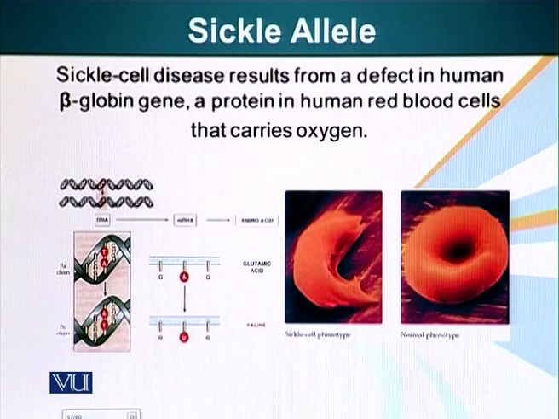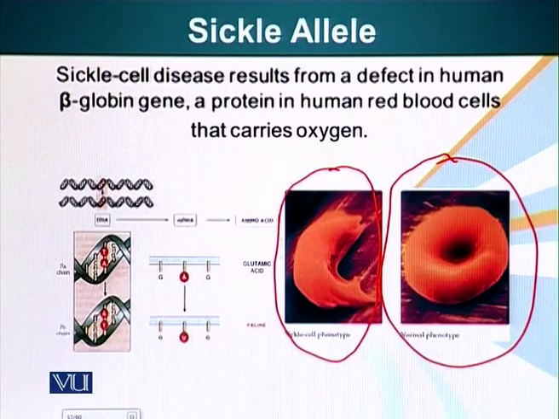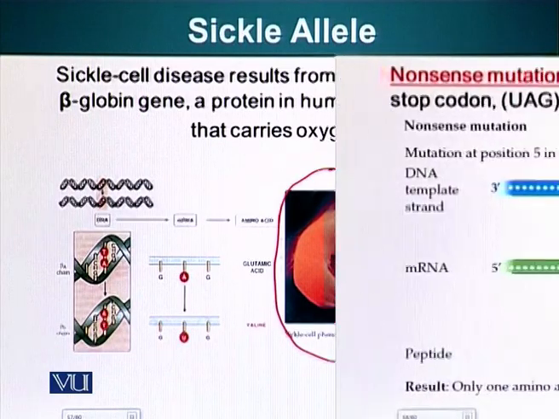This beta globin protein accumulates, bundles up, and forms these bundles under low oxygen conditions, which results in the shape of the cell changing. For example, look at this one. This is the sickle cell phenotype in a red blood cell. This is what happens when the cell has a defective beta globin protein because of a mutation of a single nucleotide. And here is a normal red blood cell. So this is an example.